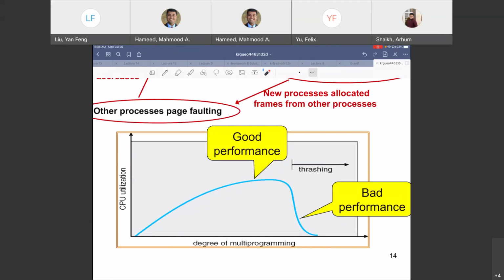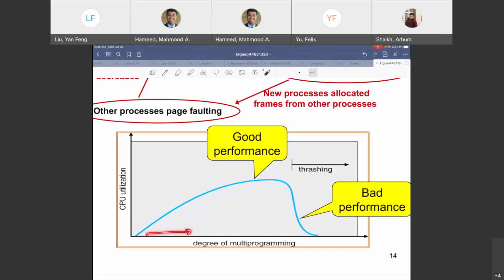What happens here? Degree of multiprogramming is low, CPU utilization is low. Why is that? Well, you have 1 process, 2 processes, 3 processes, right? A very small number of processes. And CPU utilization is very low over there. Why is that? When you have so few, if you page fault, you don't have anything else to work on. So you just stall. You do nothing. So CPU utilization is low.